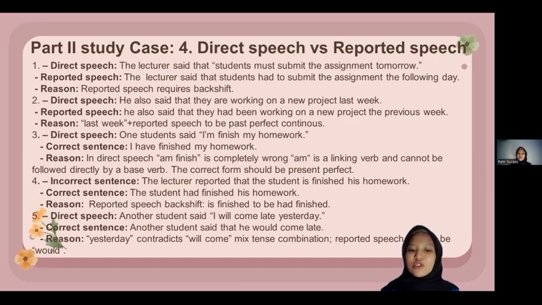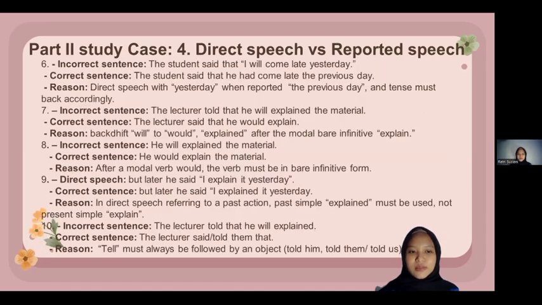Number 5 is: another student said, I will read yesterday. And the correct sentence is: another student said that he would come late, because yesterday contradicts will come; in reported speech, will needs to be would. Next, number 6: the student said that I will come late yesterday. The correct sentence is: the student said that he had come late the previous day, because the speech with yesterday must become the previous day and the tense must change accordingly.